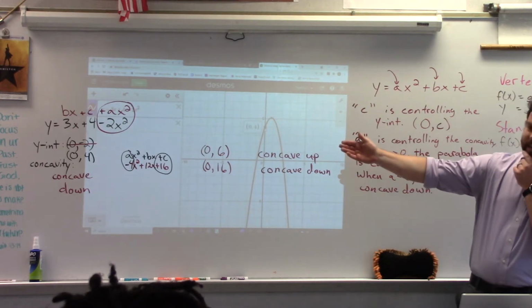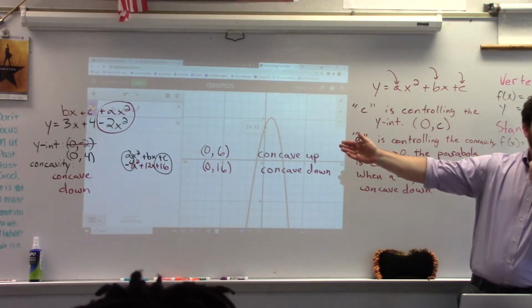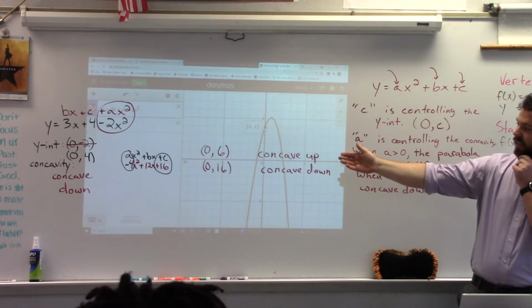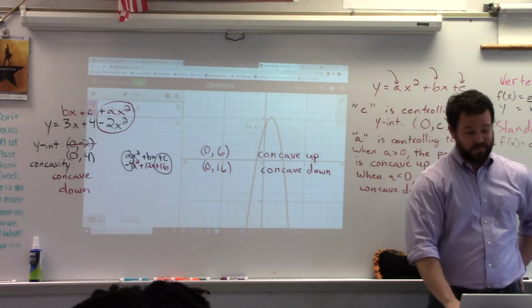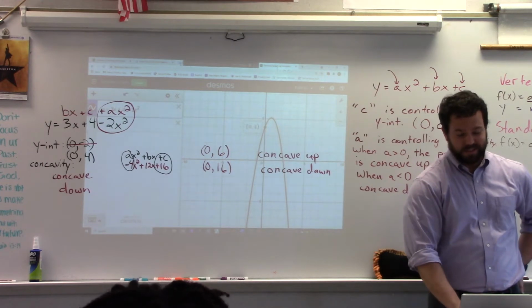Okay, do we see a y-intercept of 4? Yeah. Yes. Do we see it concave down? Yes. Okay. Great class discussions. That man was some good learning right there. I loved it.